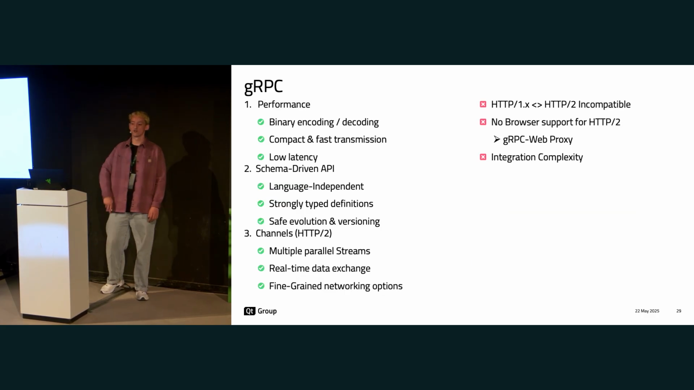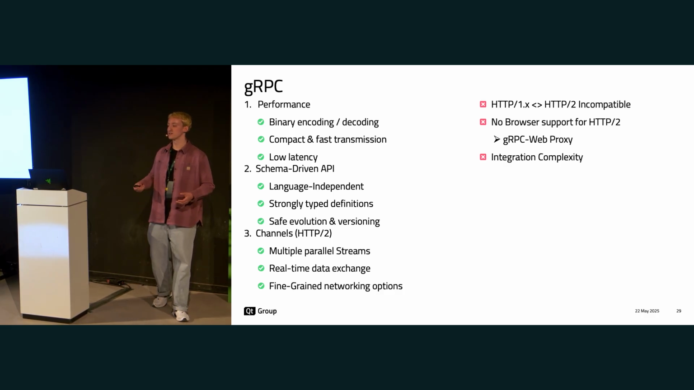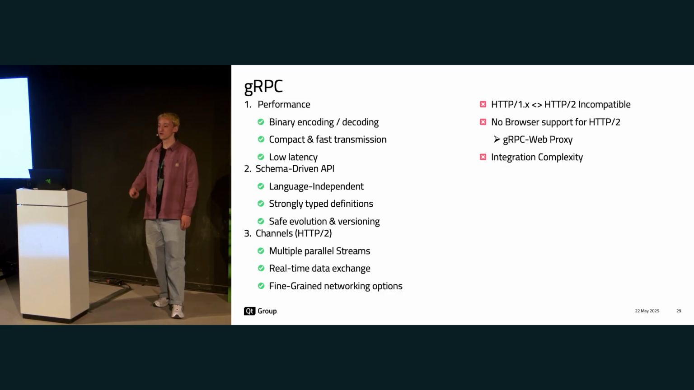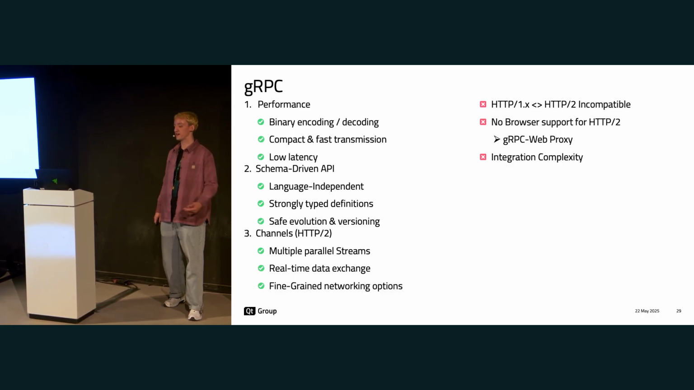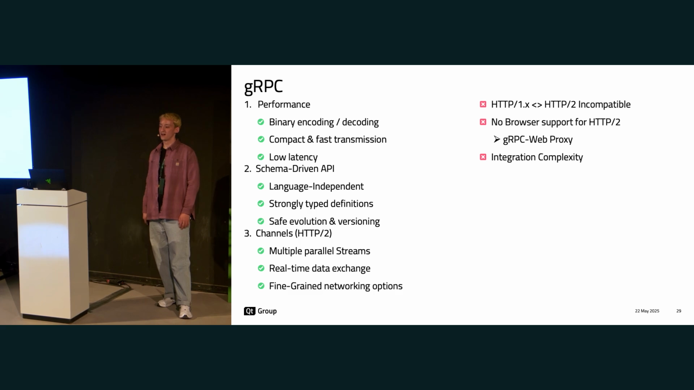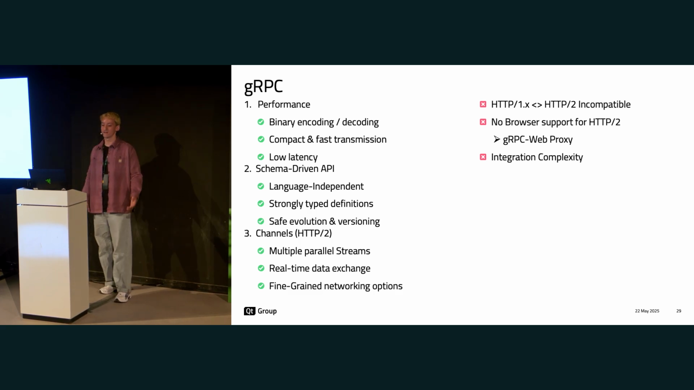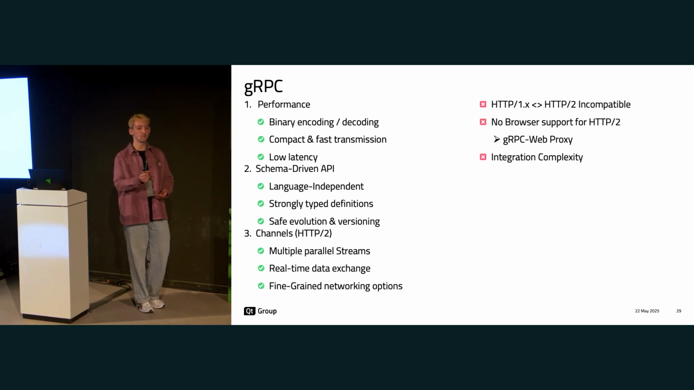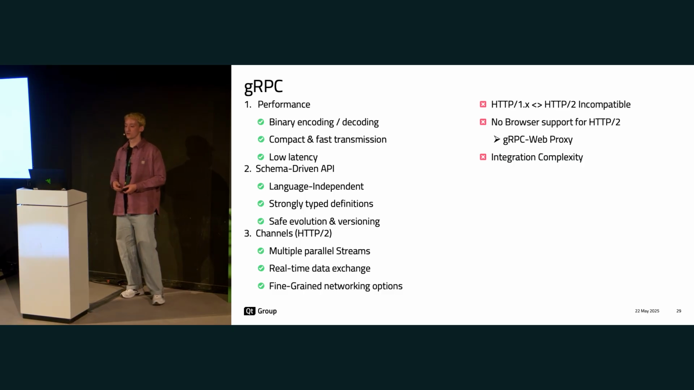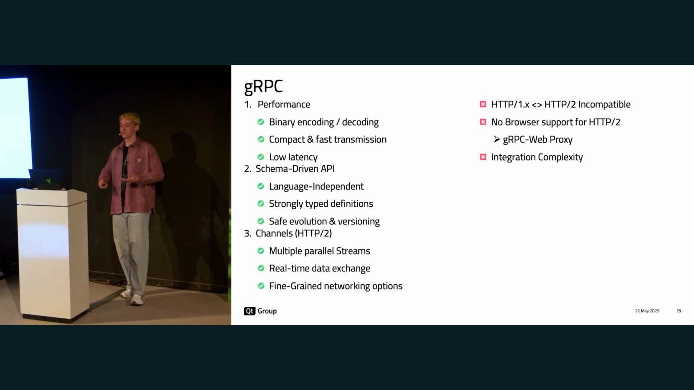So gRPC, of course, performance. We use Protobuf, binary encoding. It's small, compact, fast to transmit, low latency. We get the schema-driven API from Protobuf as well. We inherit it. And then the HTTP2 foundation gives us nice things, as we have multiple parallel streams. We can exchange data in real time. And also we have fine-grained networking options, so with the load balancing and caching, there are many options to customize your stack.